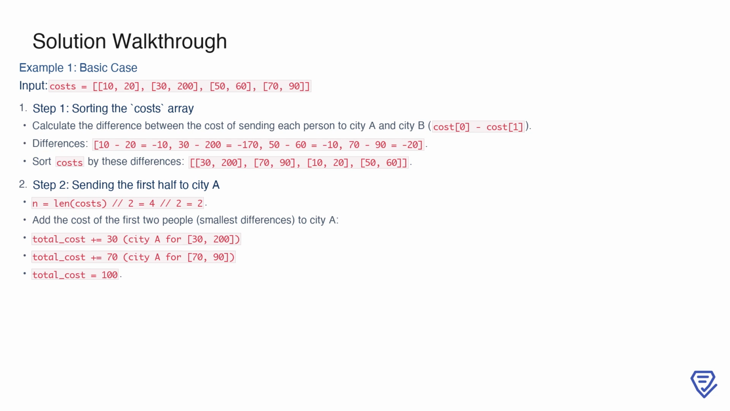Once we have these differences, we sort the costs array based on them in ascending order. After sorting, the array becomes 30, 200, 70, 90, 10, 20, 50, 60. Next, we send the first half of the sorted array to city A, which corresponds to the 2 people with the smallest differences. The total cost is updated by adding 30 for the first person and 70 for the second, resulting in a running total of 100.